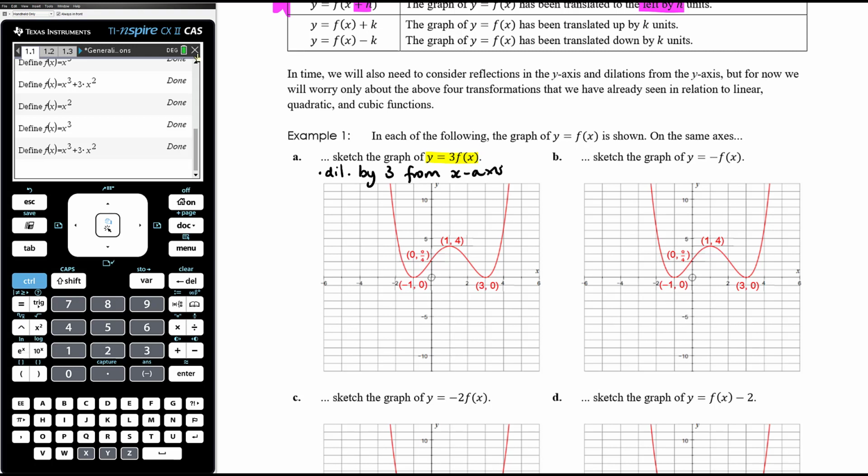So all of the y coordinates are getting tripled. So this point that is at (1, 4), the y coordinate gets tripled and it's now at (1, 12). This point that's at (3, 0), its y coordinate gets tripled and it's still at (3, 0). 0 times 3 is still 0. And same with this point. Tripling this y value will still leave it at 0. You can pick another couple of points here.